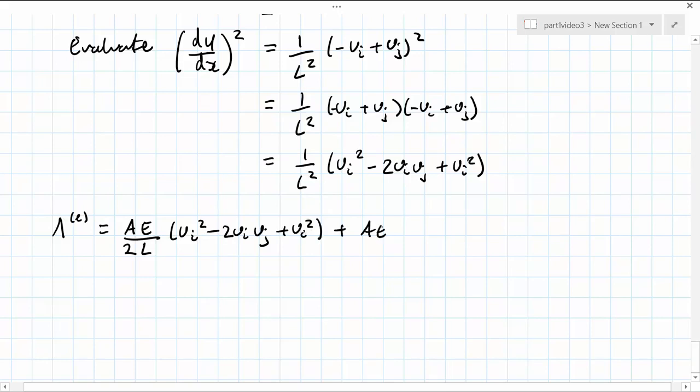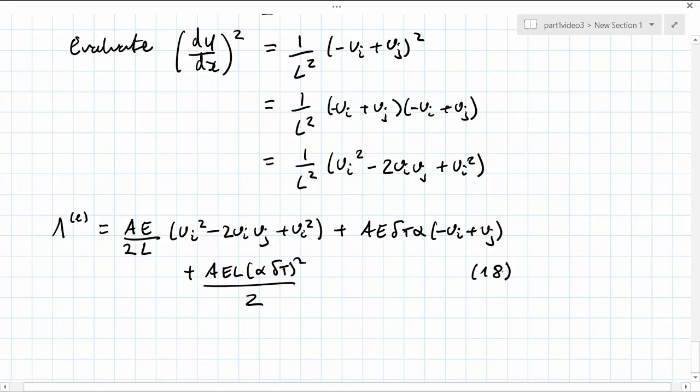plus Ae delta t alpha times minus Ui plus Uj, and then the final term AeL alpha delta t squared over 2. And this becomes equation 18.